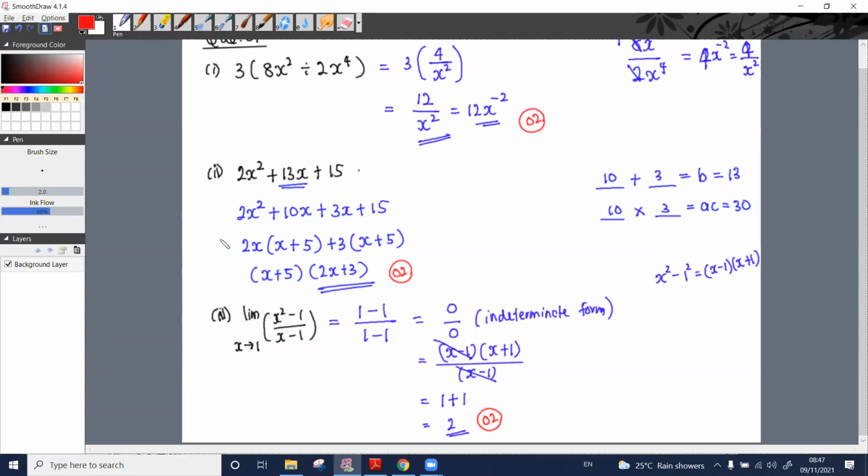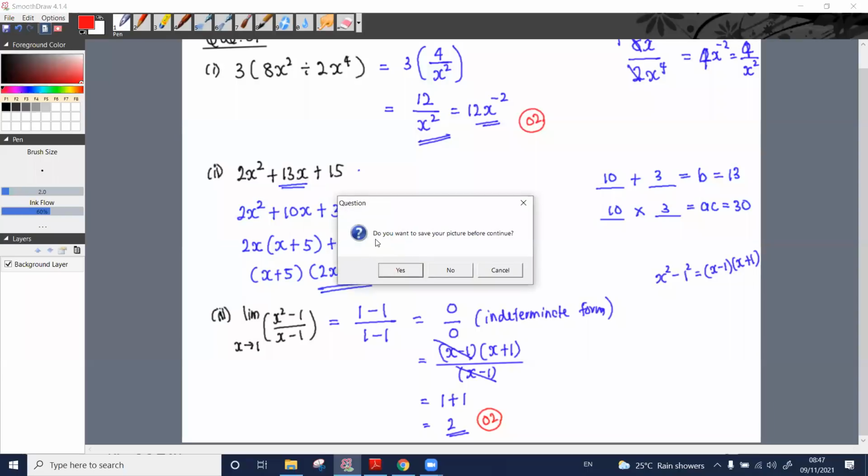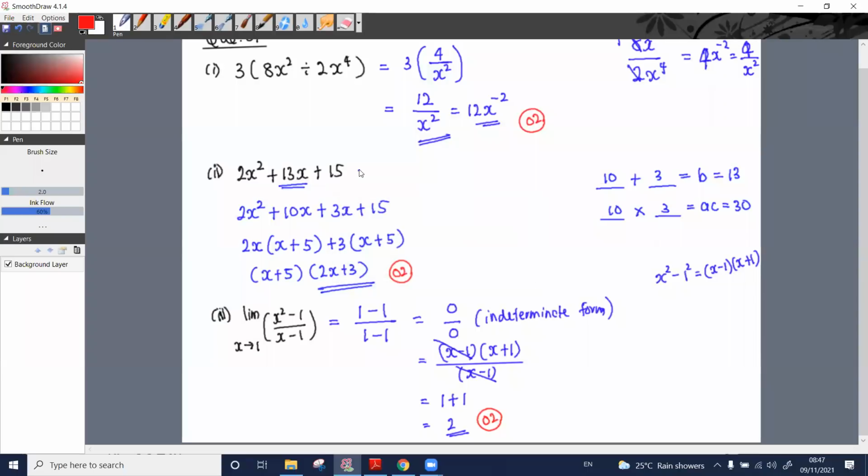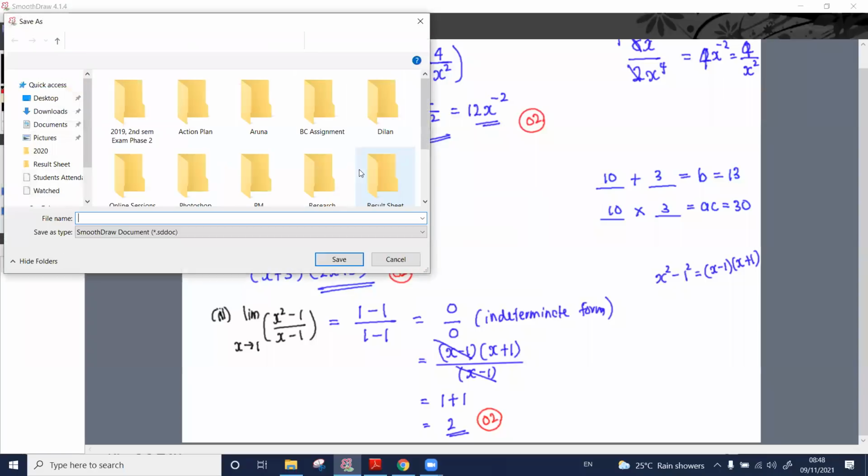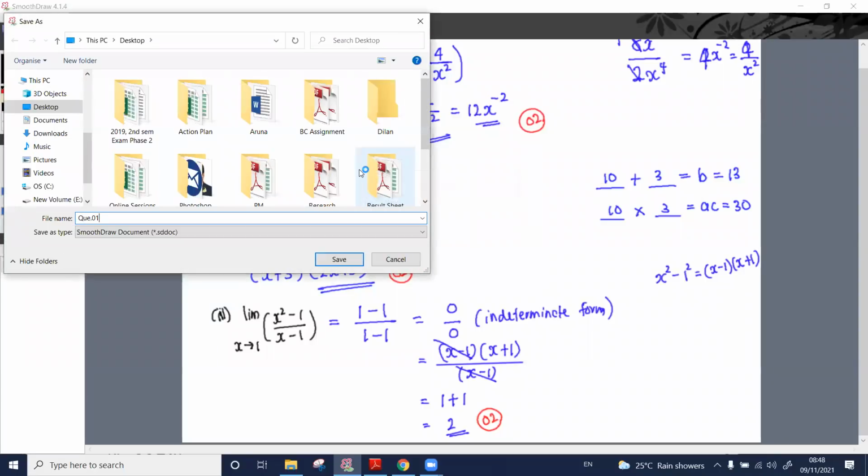Limits, finding the limiting value. This is question 1, part 3.